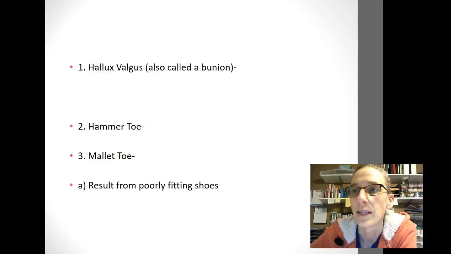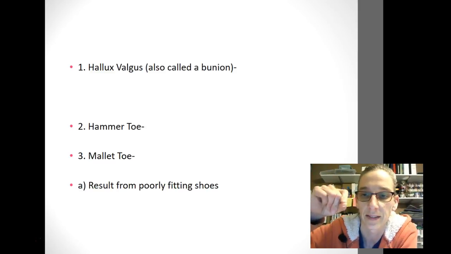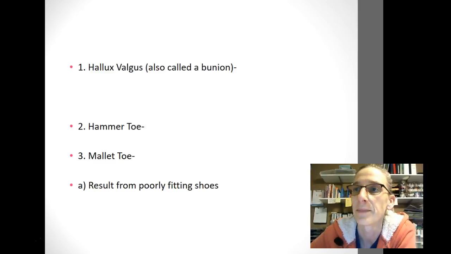Hammer toe is a flexion deformity of the proximal interphalangeal joint and may involve several toes, but they literally just kind of crinkle up. I'll show you a picture in a minute. Mallet toe is a flexion deformity at the distal joint, and often these things result from poorly fitting shoes. Can also be from arthritis or hereditary factors.